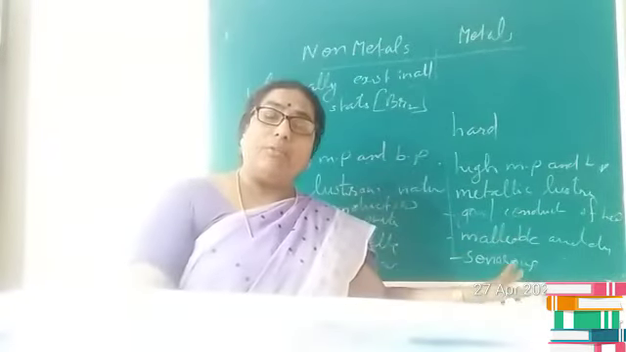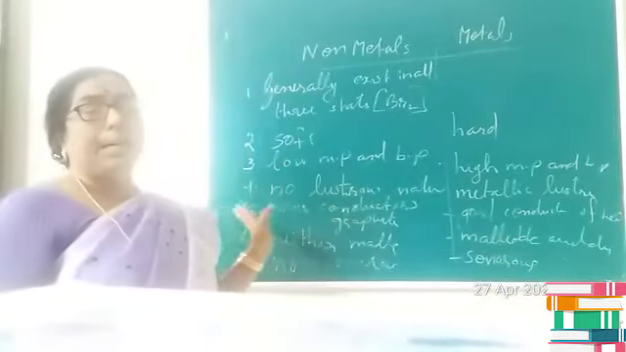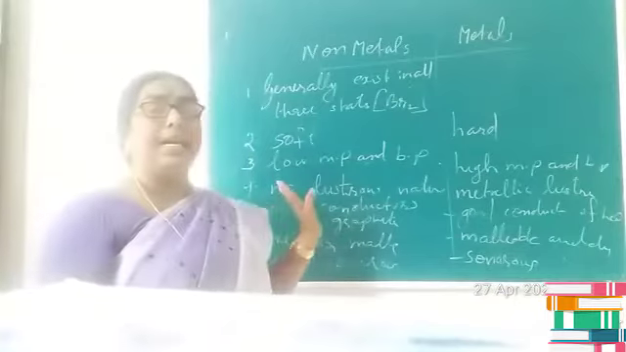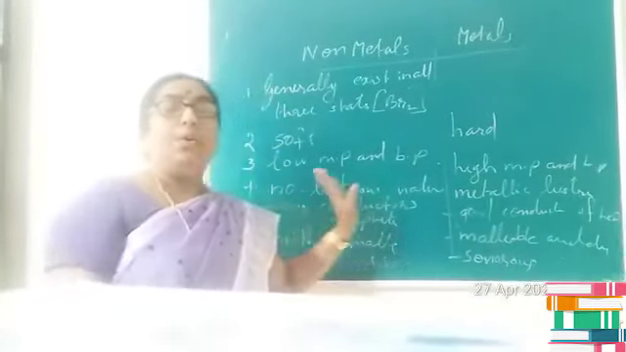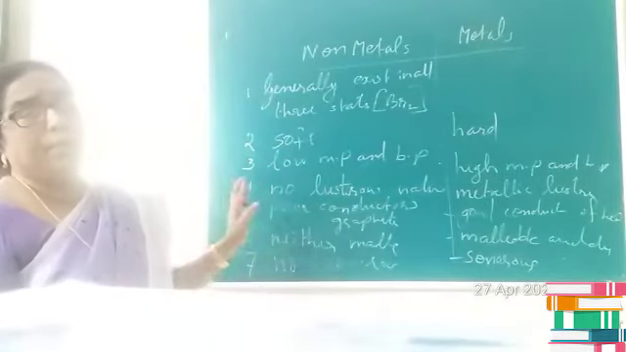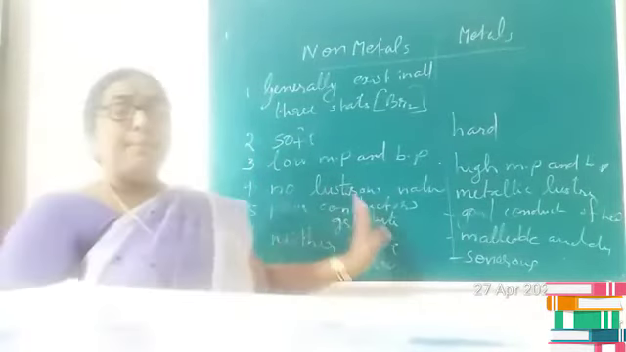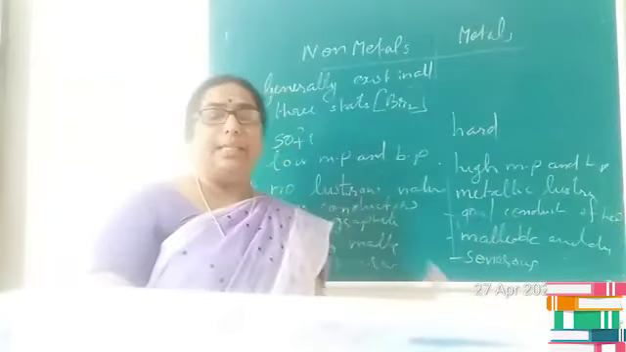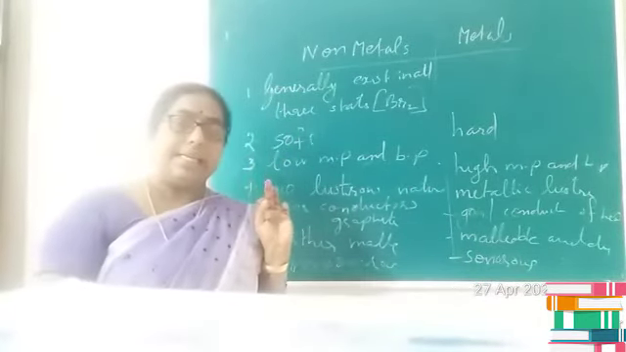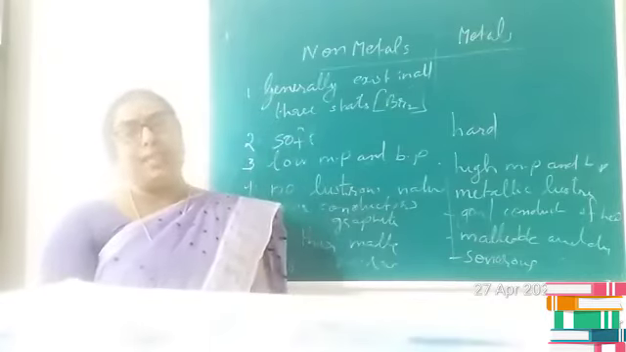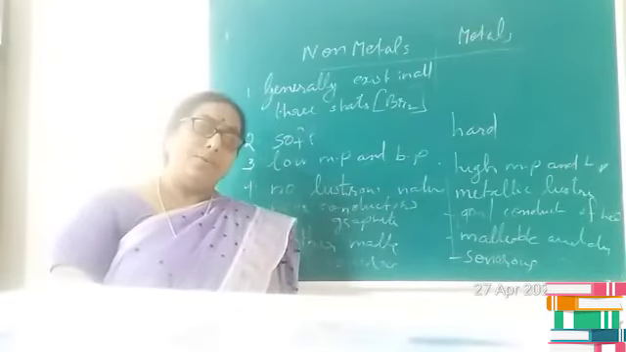Metals are good conductors of heat and electricity, but non-metals are poor conductors of heat and electricity. Metals are malleable and ductile. Non-metals are neither malleable nor ductile in nature. Metals are sonorous in nature. Non-metals are non-sonorous in nature. Is it clear, children? That is about the physical properties of metals and non-metals.